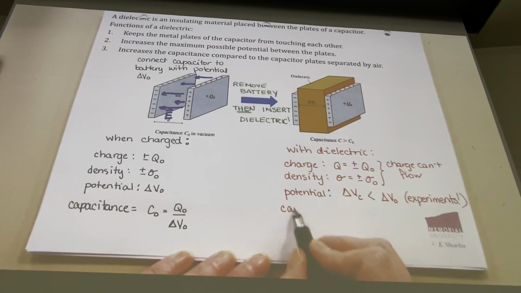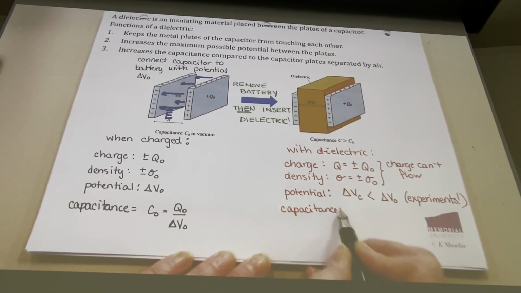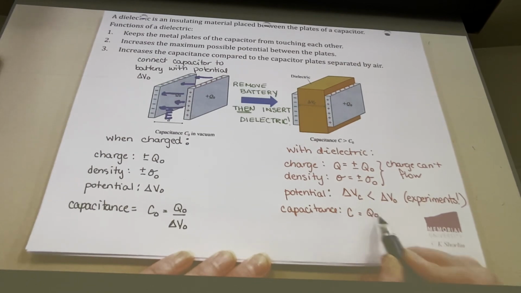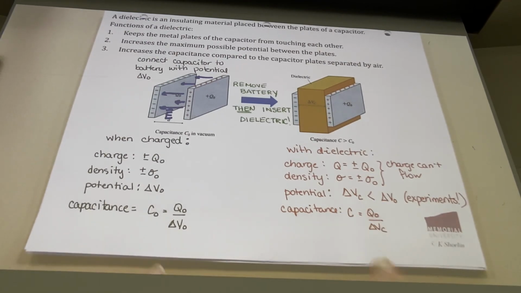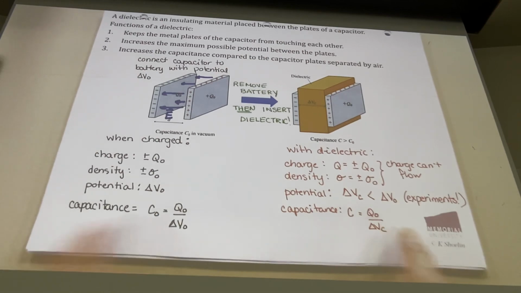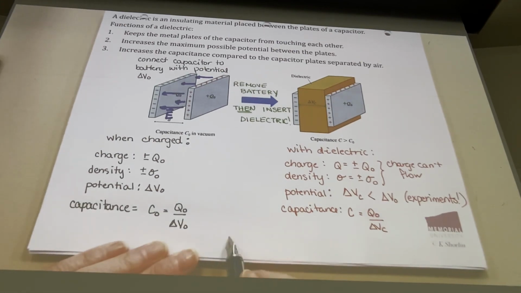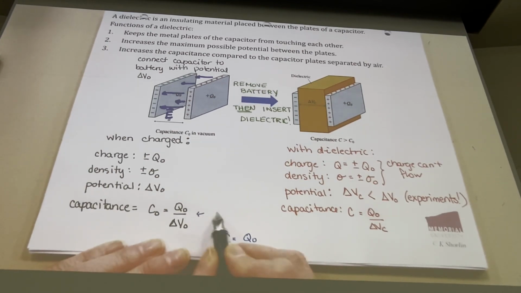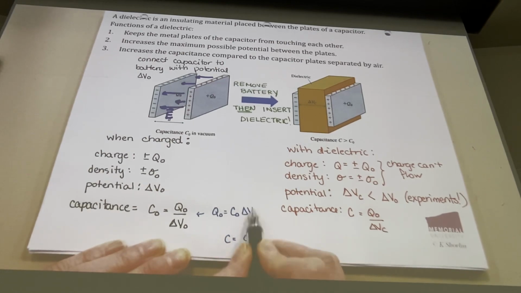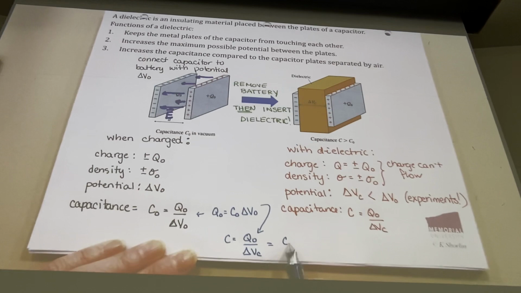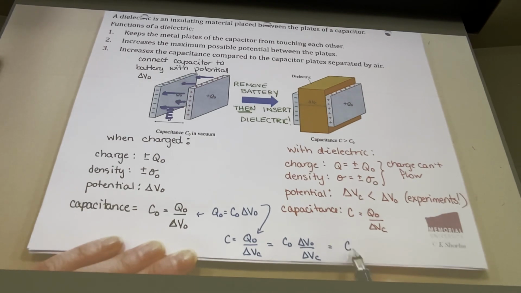And then the capacitance is C equals the charge, QO, divided by the potential, delta VC. So the capacitance changes. So we pop in the dielectric, we get a different capacitance. Let's compare this capacitance to this capacitance and see what we get. So this new capacitance, C, is QO over delta VC. QO, from this equation, QO equals CO times delta VO. So we'll put that in right here. And I'll just put in some brackets.